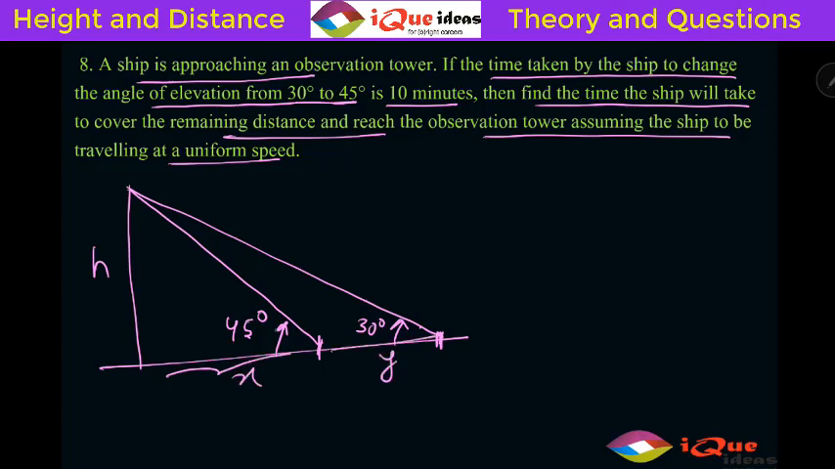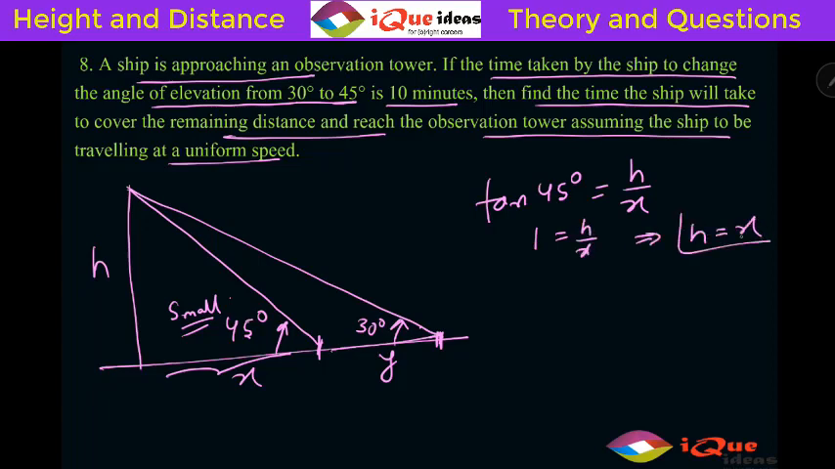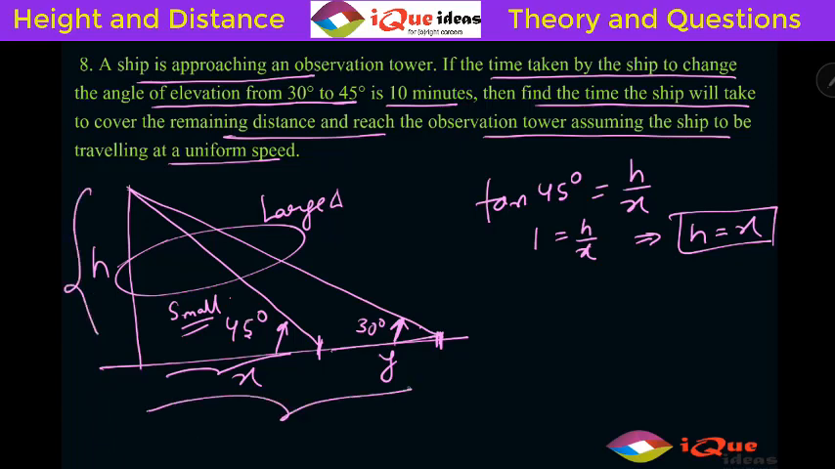Look at this carefully. For this smaller triangle, look at this small triangle. In the small triangle, tan 45 degree is equal to h divided by x. Now tan 45 is equal to 1, so it is 1 equal to h by x. So from here we have h is equal to x, or x is equal to h. Now similarly, look at the larger triangle, this whole thing, right? In the larger triangle, this angle is 30 degree. For opposite 30 degree, the side is h and the base is x plus y.